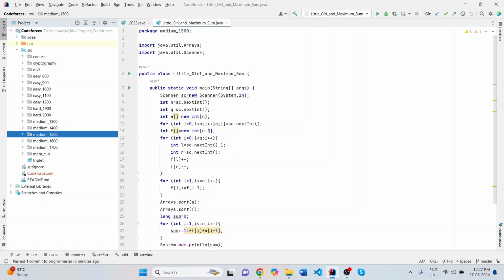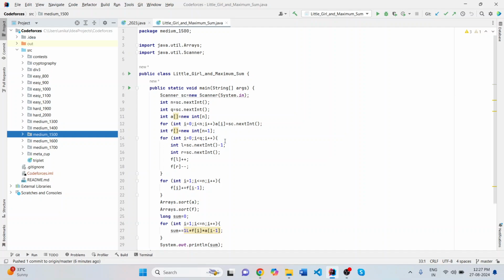After that, we want the frequency of indexes, which index is coming how many times in the range. So we have kept a frequency array and we have kept it n plus 1 because r is included. So we have to do that plus 1 index. We need to subtract after r, so we need an extra index to subtract it. Otherwise we'll get an index out of bound error.